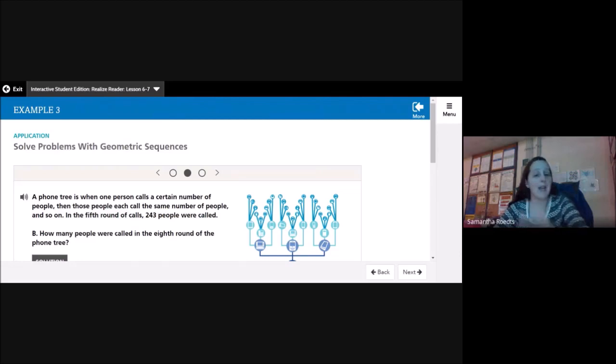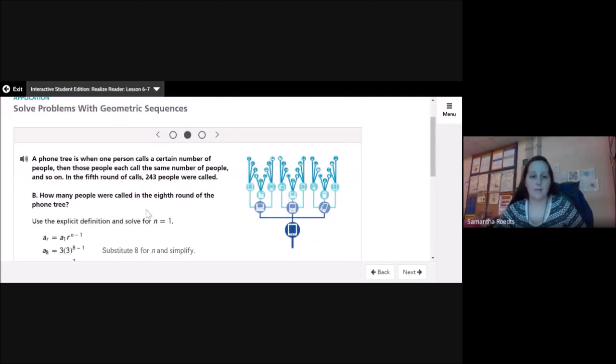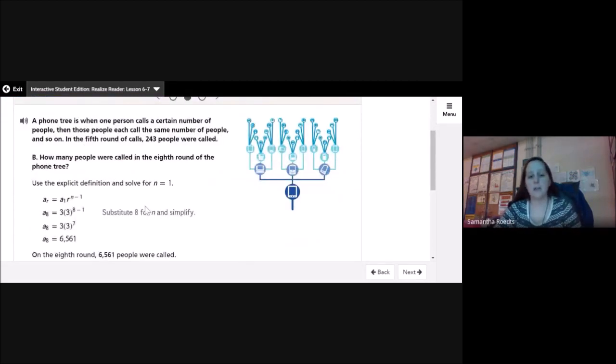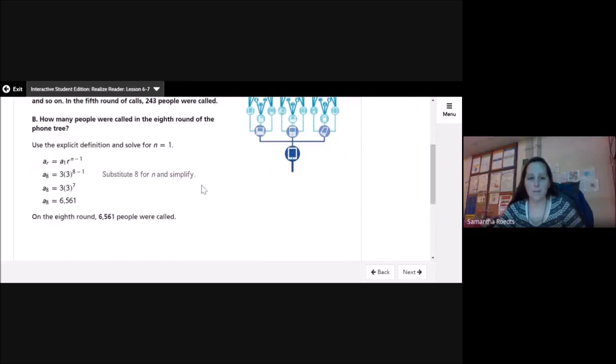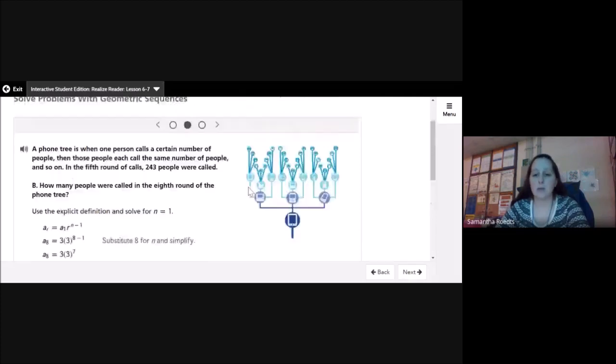How many people were called in the 8th round? I use the explicit definition and solve for n equals 8. We want to figure out where the 8th round was. So a sub 8 equals 3 times 3 to the 8 minus 1. So that's 3 to the 7th power. So 3 to the 7th times 3 is 6,561 people. So in the 8th round, 6,561 people were called.